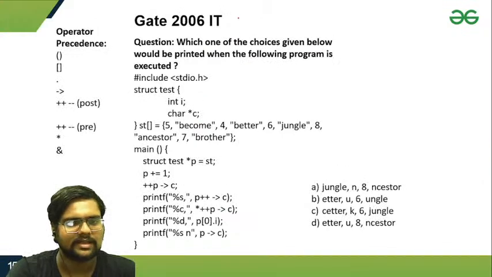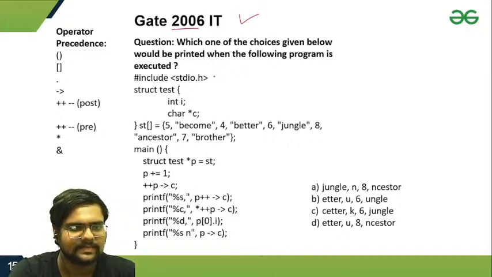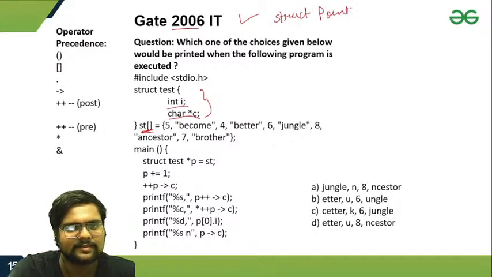So let's do one GATE question based on this. This is a very good question that was asked in IT 2006. In this we have a struct in which two variables are there. We have an integer i, and then we have a character c. In this we have defined a structure array. So we can have a structure array also. We can define something like struct point and then our array name is P, then we can declare its size. So we will have 10 elements of struct point type.